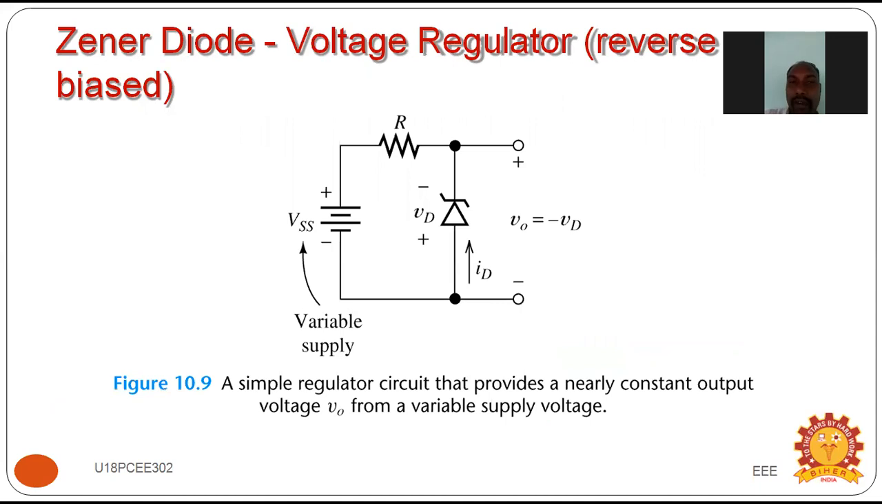The Zener diode works as a voltage regulator in reverse bias. In this reverse bias circuit there is a variable supply VSS and a resistor, and the Zener diode is connected. This is a simple regulator circuit to provide a nearly constant output voltage from a varying supply voltage.